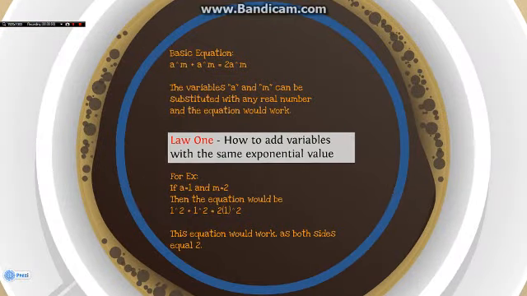Law 1, how to add variables with the same exponential value. The basic equation for this is a to the power of m plus a to the power of m equals 2a to the power of m. The variables a and m can be substituted with any real number, like any variable, so the equation would work. For example, if a was 1 and m equals 2, then the equation would be 1 to the power of 2, or 1 squared, plus 1 squared equals 2 times 1, because 1 is the a variable, to the power of 2. This equation would work because both sides would indeed equal 2.